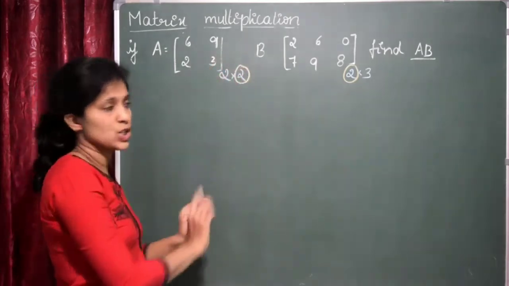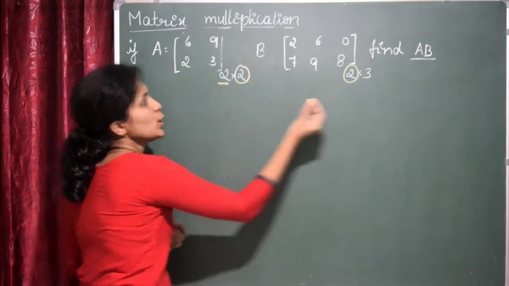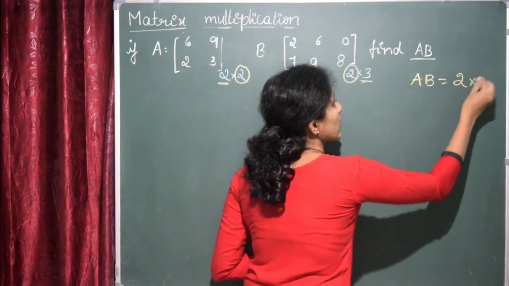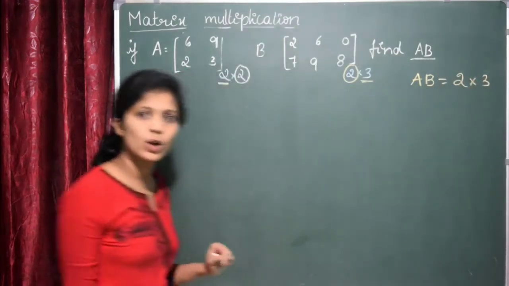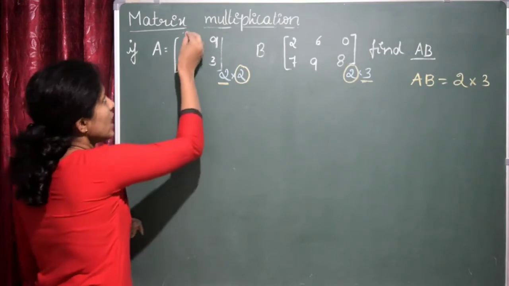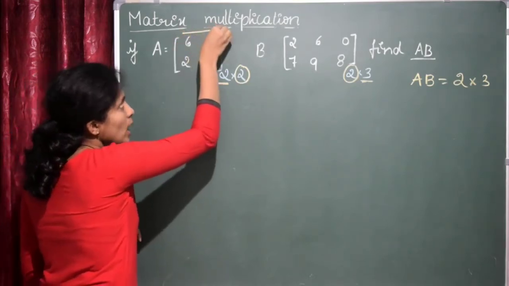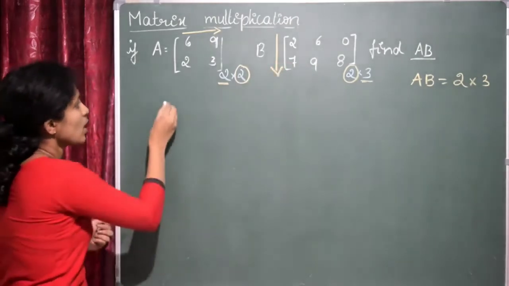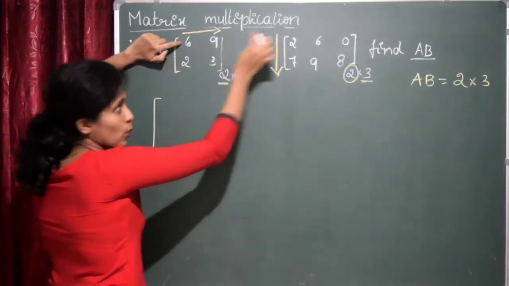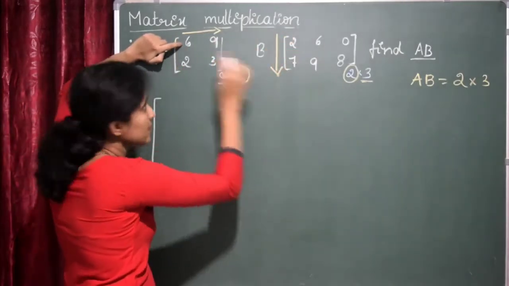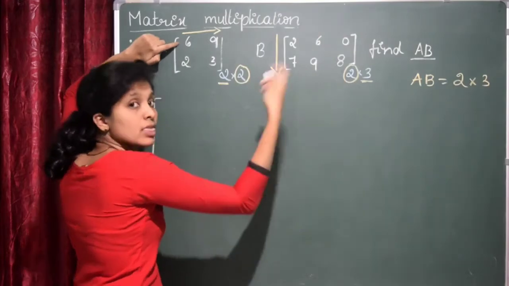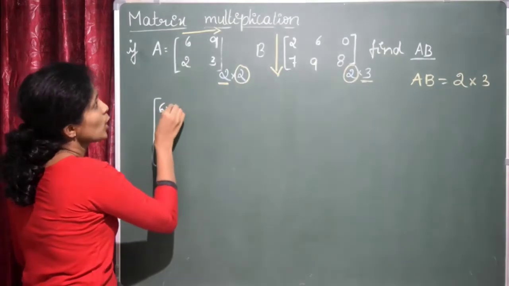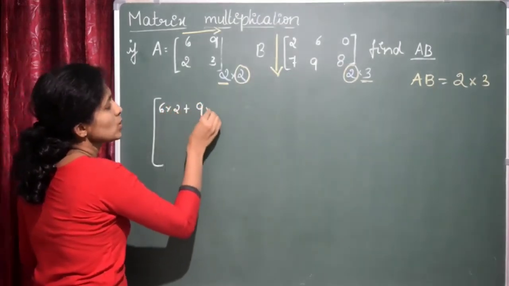Now after the multiplication you have to get a matrix that should be of order 2 by 3. Right? The product AB should be of the order 2 by 3. I mean number of rows is 2 and number of columns is 3. Now we'll multiply this one. As I told you, you have to multiply rows to the columns. Right? Rows to the columns. What will be the first element? First row and the first column. Second element, first row, second column. Third element, first row, third column. Right? We'll multiply that. That is 6 into 2 plus 9 into 7.